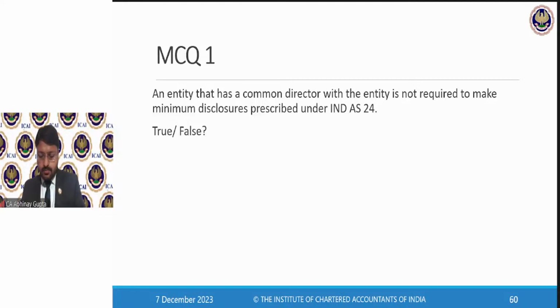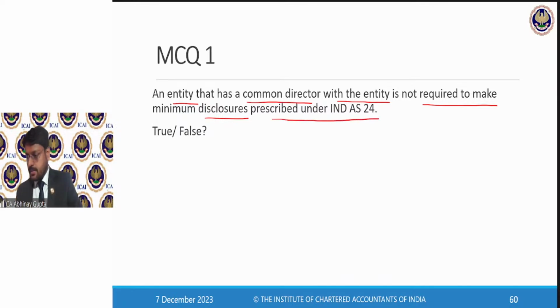And MCQs, because they are generally asked in the examination, are quite scoring. I have mentioned this in my earlier sessions as well. So please do try most of the MCQs on any of the standards wherever you can find them. So let's start. An entity that has a common director with the entity is not required to make minimum disclosures prescribed under Ind AS 24. True or false?